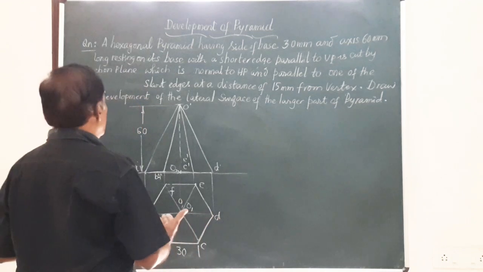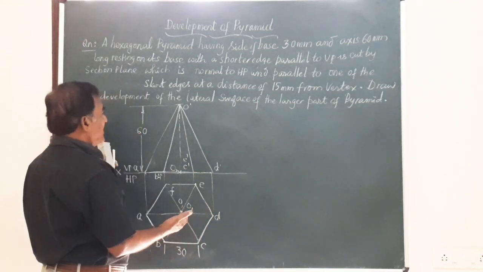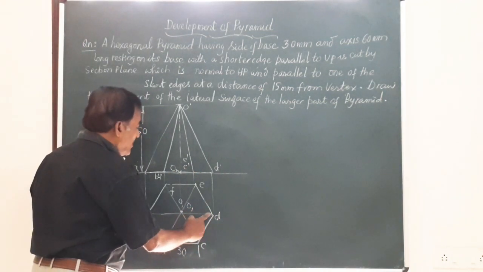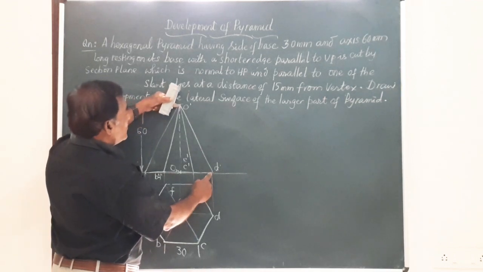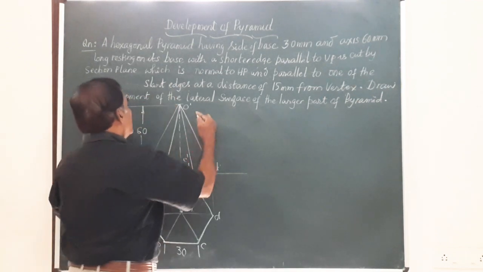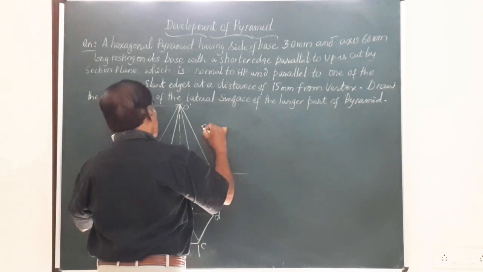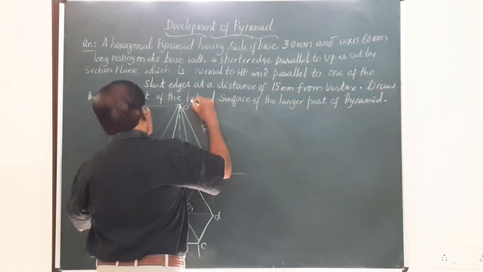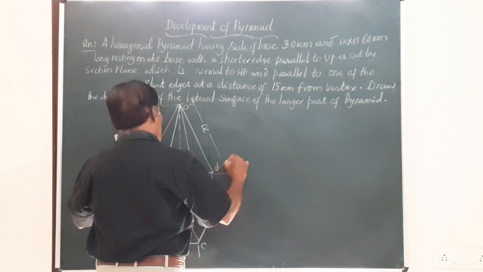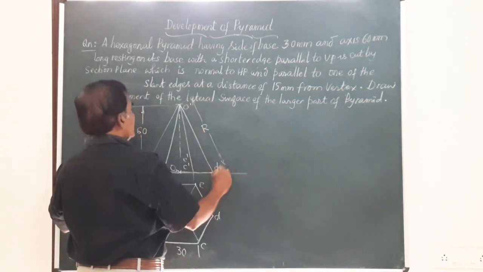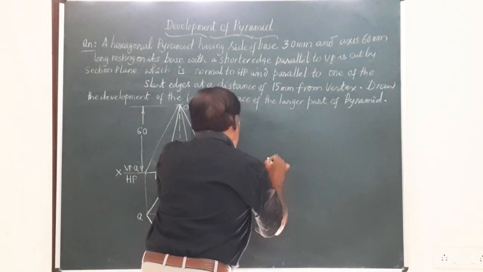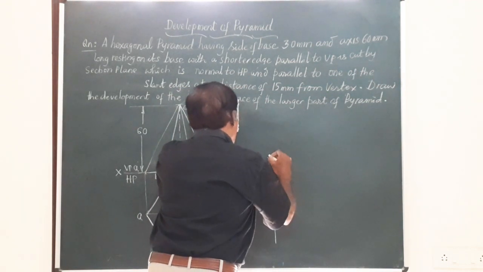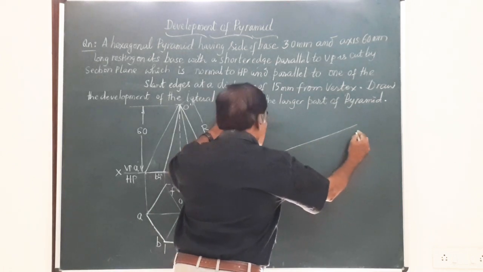And if you observe the front and top views of the solid, you find that OD, one of the slant edges of the pyramid, is parallel to VP, and hence O dash D dash will give you the true length of the slant edge, and I mark this as R. R is nothing but the true length of the slant edge of the pyramid. So using this length R, I am going to draw here the development of the solid without any section plane cutting the solid.